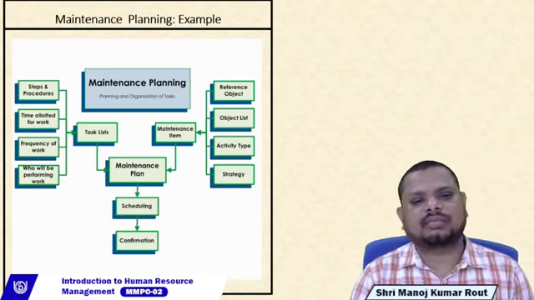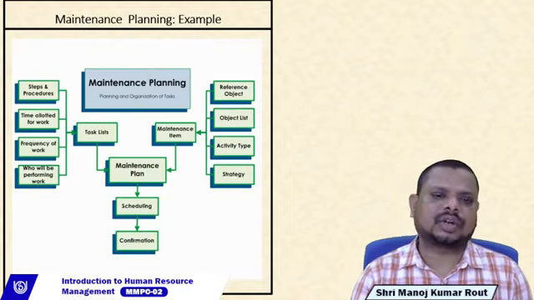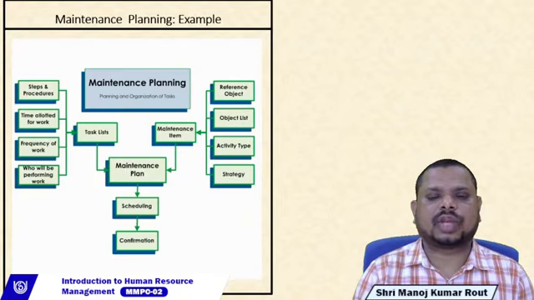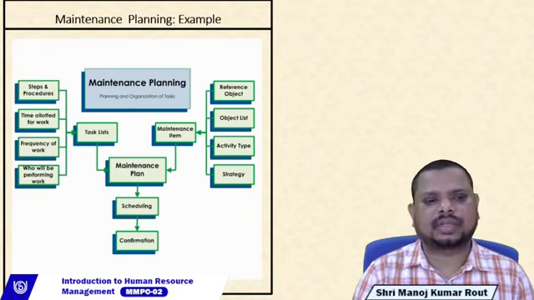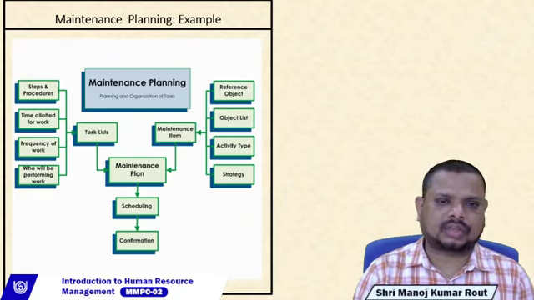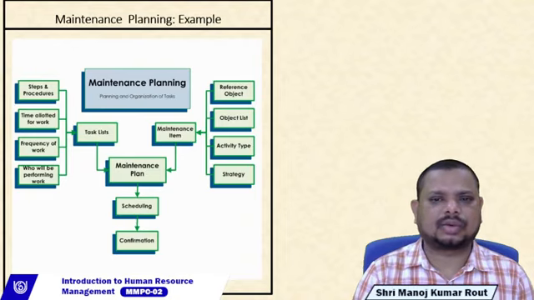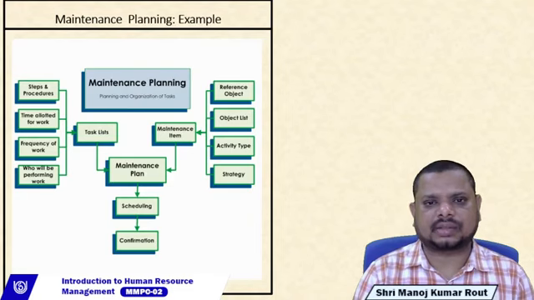Similarly, in the case of maintenance items, you have reference objects, an object list, activity type, and which kind of maintenance strategy you are implementing. These are the four inputs for the maintenance item. So in the case of a maintenance plan, the inputs we have are the task list and maintenance items. After the maintenance plan, they will go for scheduling, and the last one is confirmations. So this is a typical example for industries that have performed various amounts of maintenance planning. It is applicable to small scale industries, medium scale industries, as well as large scale industries.